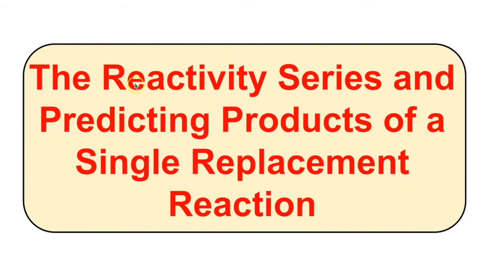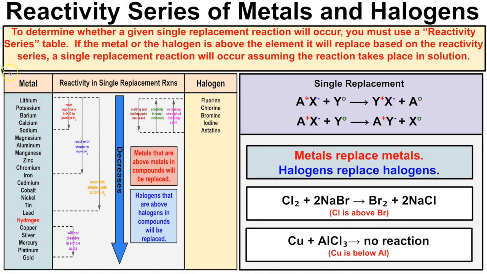Guys, this is Mr. Millings, and in this video we are going to learn how to predict the products of single replacement reactions using a reactivity table. In an earlier video we learned about the different types of redox reactions: synthesis reactions, decomposition reactions, double replacement reactions, combustion reactions, and last but not least, single replacement reactions, a type of redox reaction in which the transfer of electrons is the primary driving force behind those reactions taking place.